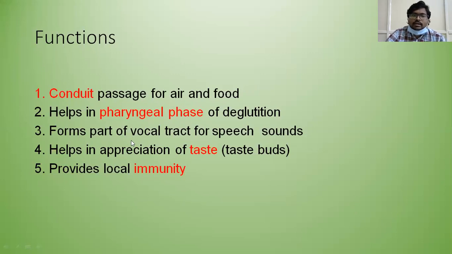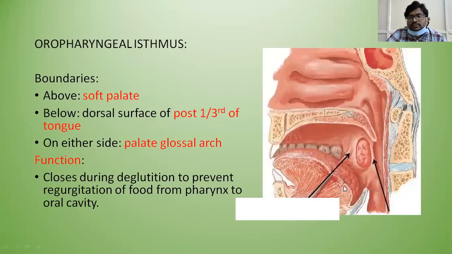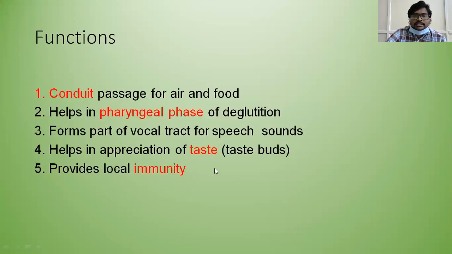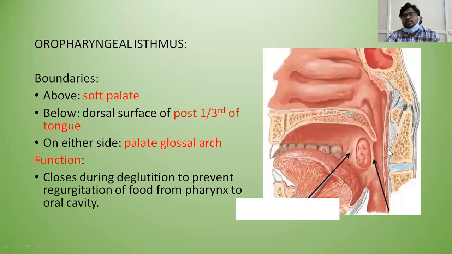It forms a part of the vocal tract for speech sounds. It helps in appreciation of taste, as the posterior 1/3 of the tongue carries taste fibers through the glossopharyngeal nerve. That's how we can perceive taste. It also provides local immunity. It is able to provide local immunity because it has lymphatic structures like the palatine tonsils and lingual tonsils in the oropharynx. So these capture the antigen and produce the antibodies.